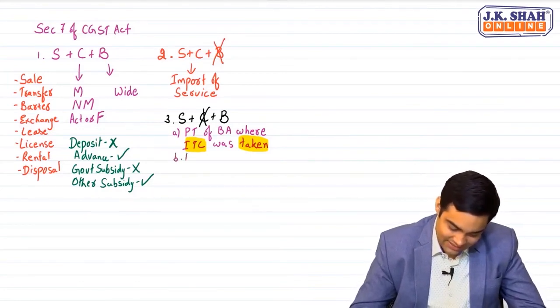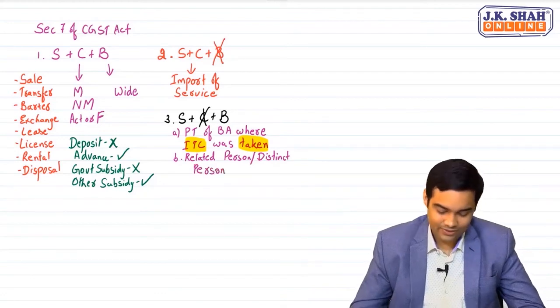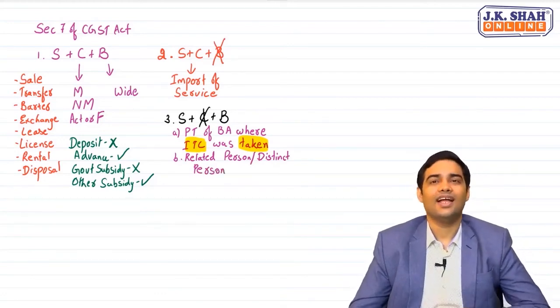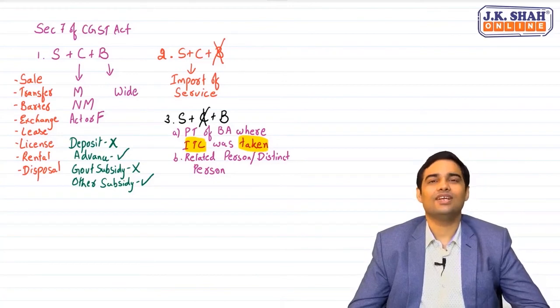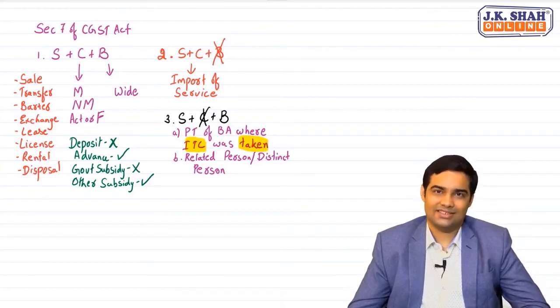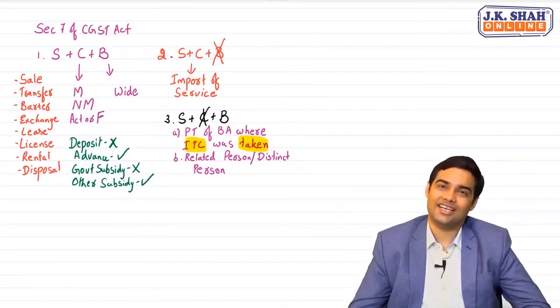Then B, a transaction between related persons or distinct persons. Now who all is covered in these related person or distinct person transactions? Now see this carefully. Suppose I give a particular product, being my business asset, free of cost to a related person. The government says, I need GST on this transaction. Now, who is covered in the meaning of related person?